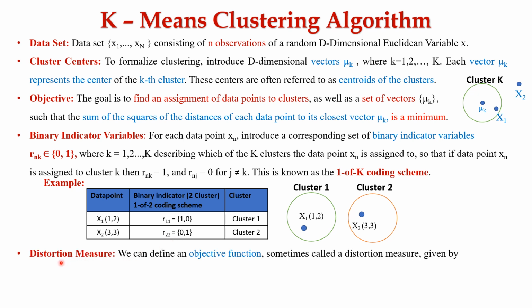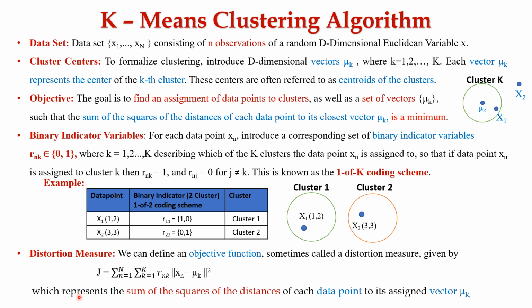The next terminology is the distortion measure. We can define an objective function, sometimes also called a distortion measure. It is given by J is equal to summation of n equals 1 to N, summation of k equals 1 to K, r_nk times absolute of xn minus mu k, the whole square. It represents the sum of squares of the distance of each data point to its assigned vector mu k. So I hope you are clear on the terminologies used in the k-means clustering algorithm.